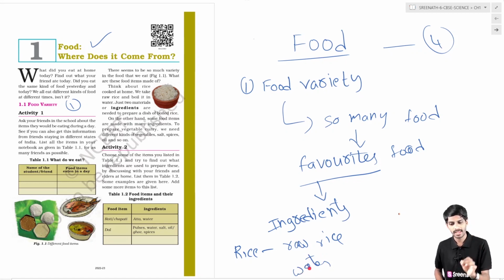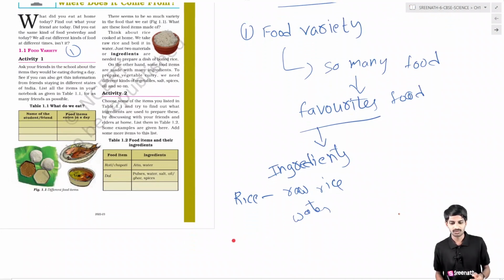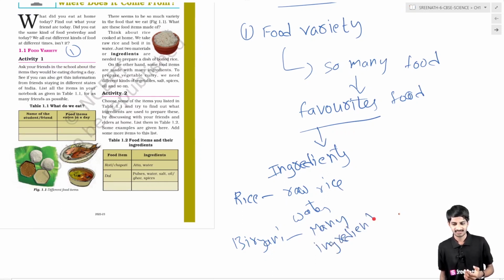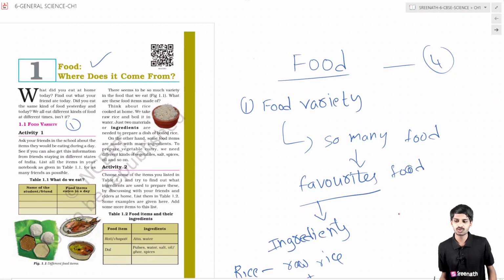Are these 2 ingredients sufficient to prepare rice? Yes. If you have any doubt about this, ask your mother. She will tell you that these 2 ingredients are sufficient to prepare rice. But if you want to prepare biryani, you will require many ingredients, especially spices. So in order to prepare food, we require ingredients. In order to prepare rice, we need just 2 ingredients, but in order to prepare biryani, we will need so many ingredients.